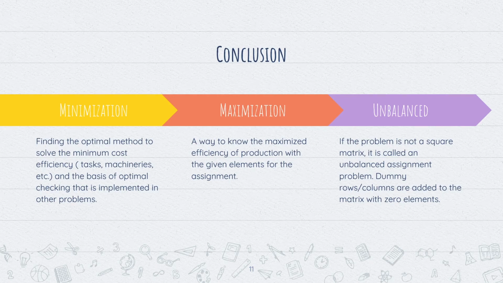This is also the time where in the assignment problem you subtract the largest entry from the whole table, and we'll also use the minimization steps for the problem. As for the unbalanced, if the problem is not a square matrix, it is called an unbalanced assignment problem. Dummy rows or columns are added to the matrix with 0 elements in them. And in the end, you will not use the one that is assigned to the dummy, as it is not efficient like the others.